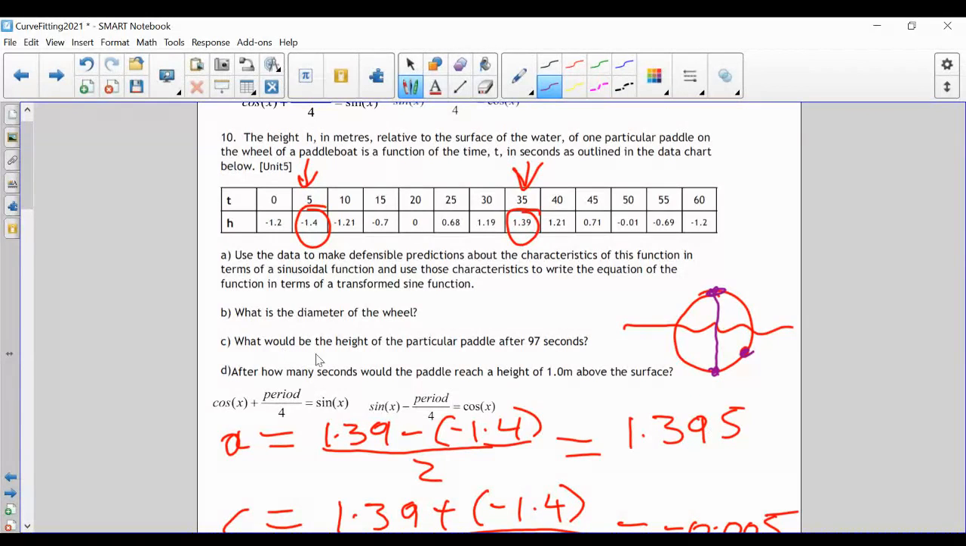And we didn't do part C because I thought part C was just way too easy. What's the height of the paddle after 97 seconds? Let's put 97 into the original function.